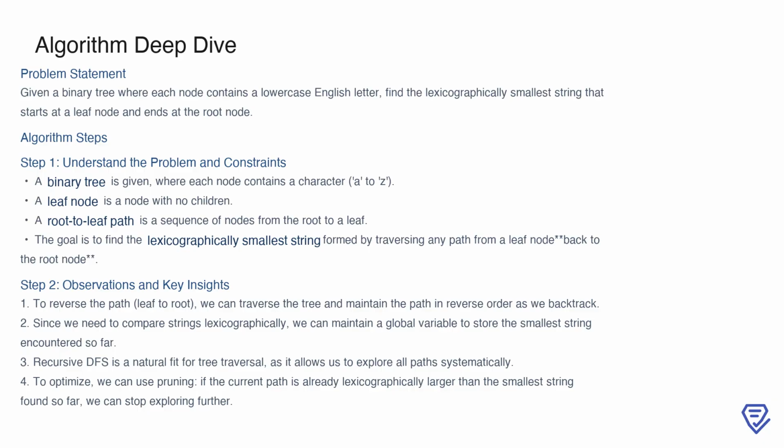To approach this problem, we can use some key insights. First, we'll traverse the tree and maintain the path in reverse order as we backtrack. Second, since we're comparing strings lexicographically, we'll keep a global variable to store the smallest string found so far. Recursive depth-first search, or DFS, is particularly well suited for this task because it allows us to explore all paths systematically. To make our algorithm efficient, we can also use pruning. If a current path is already lexicographically larger than the smallest string found so far, we can skip further exploration down that path. These observations will guide us in designing the algorithm.